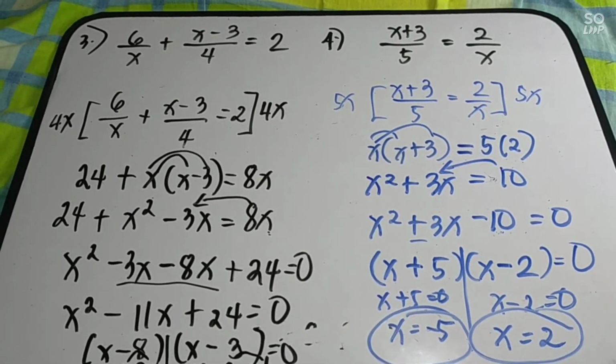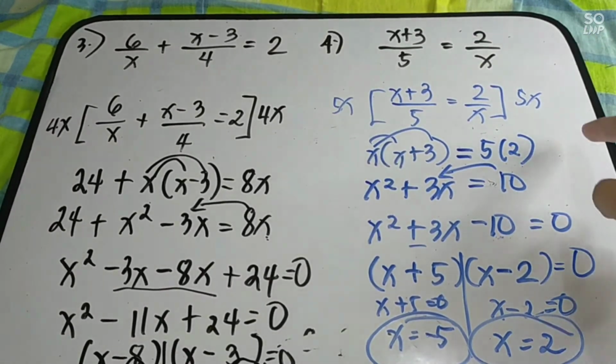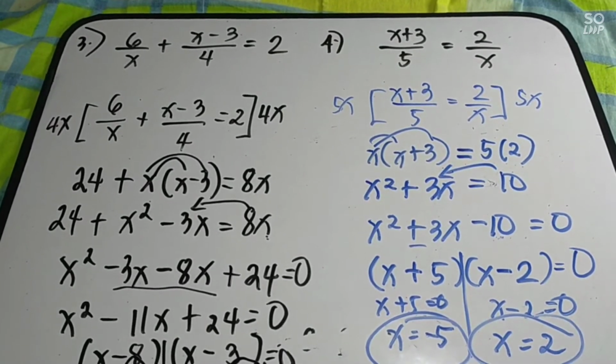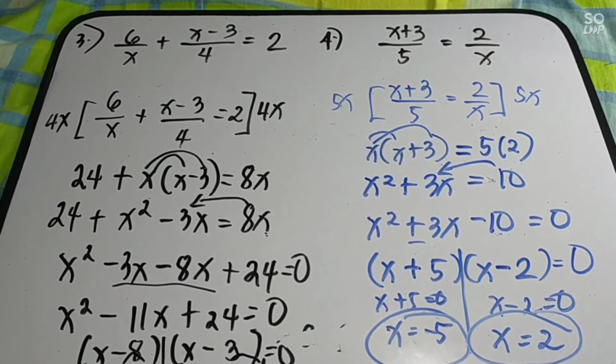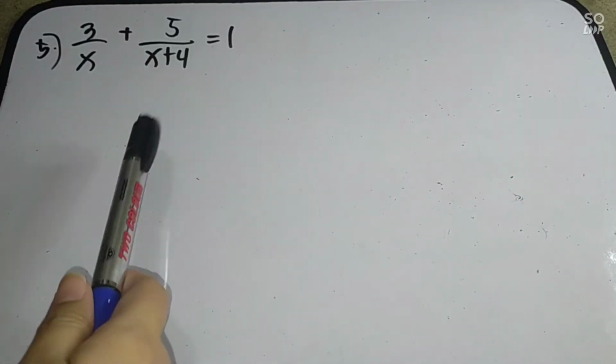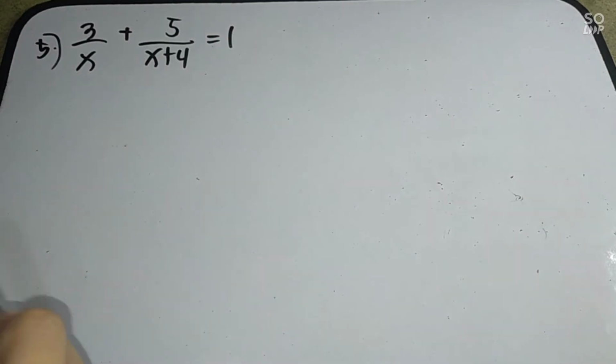We're done. So, the roots of x plus 3 over 5 is equals to 2 over x. The answer is negative 5 and positive 2. Is it clear? Let us have more examples. Number 5, we have 3 over x plus 5 over x plus 4 is equals to 1.